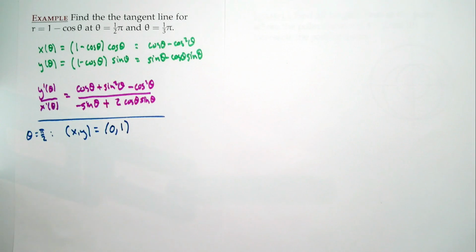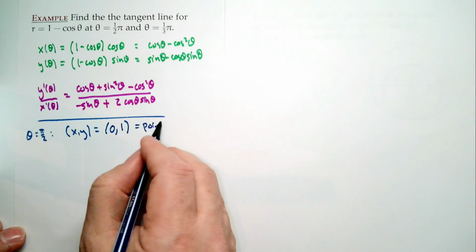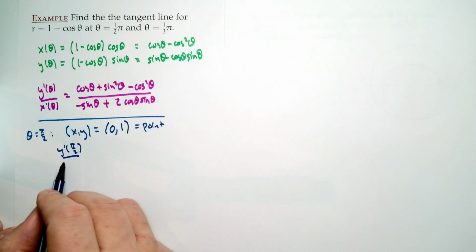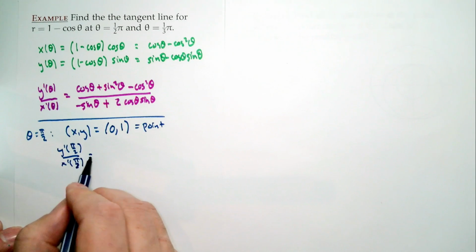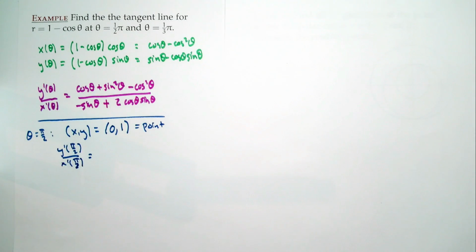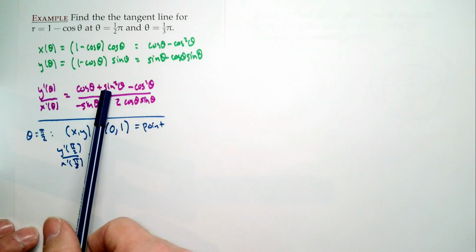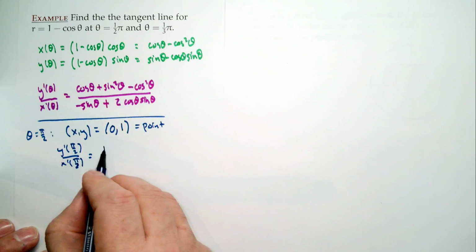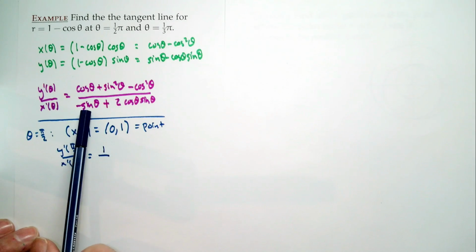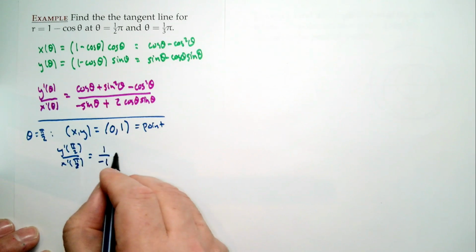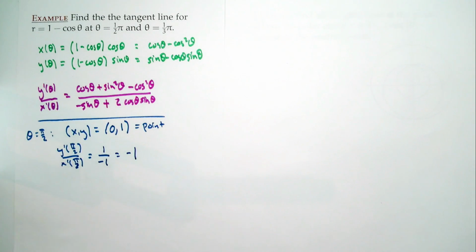Our slope. So this is our point, and for our slope we are going to take y prime of pi over 2 over x prime of pi over 2. Now, the good news is anything that has a cosine is going to become a 0, because cosine of pi over 2 is 0. And anything that has a sine is going to become a 1. So we can do this really quickly. We see that's going to be a 0, a 1, and a 0. So upstairs we have a 1. And downstairs we have a minus 1, and then a 2, and a 0, and a 1. So minus 1, which equals minus 1. And that's our slope.